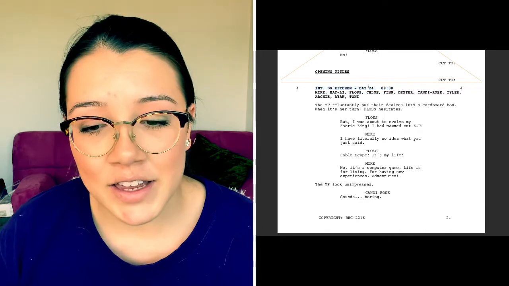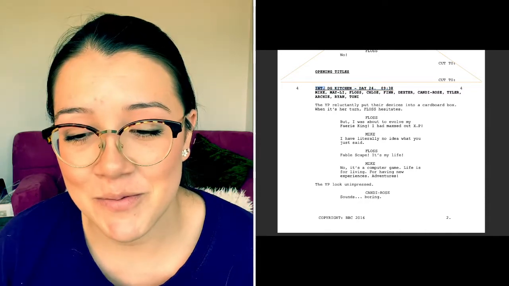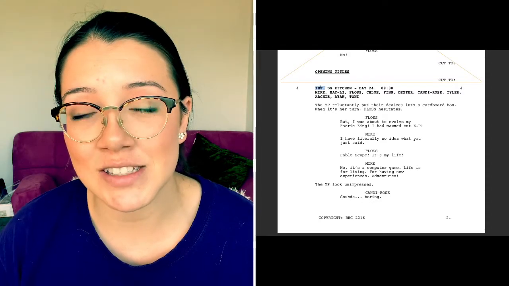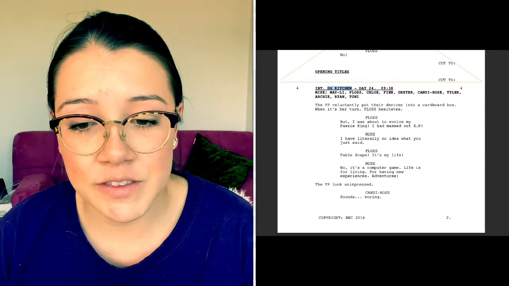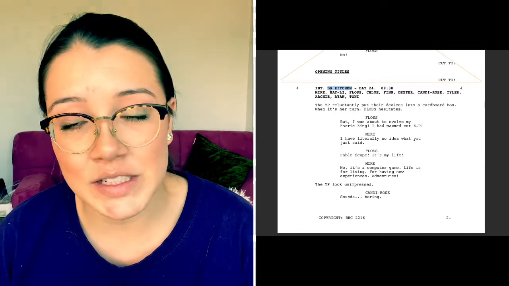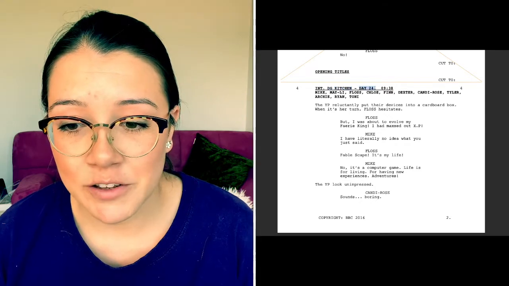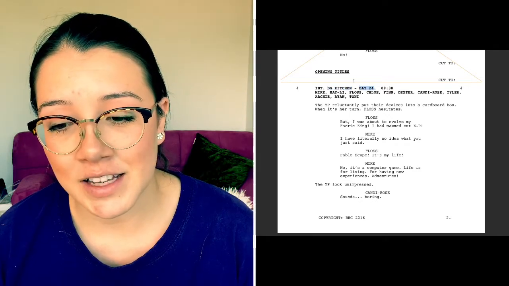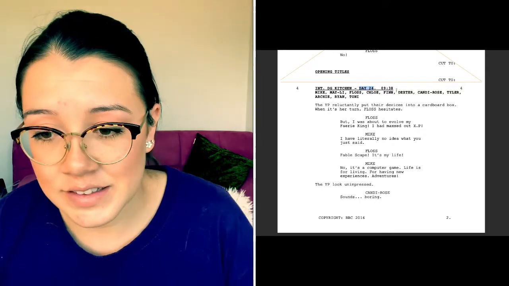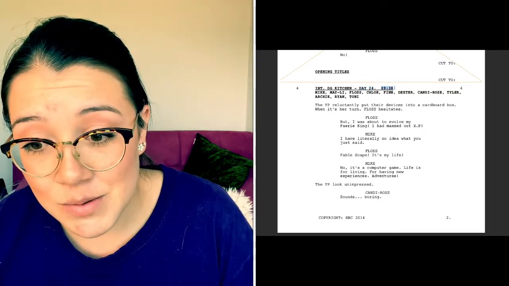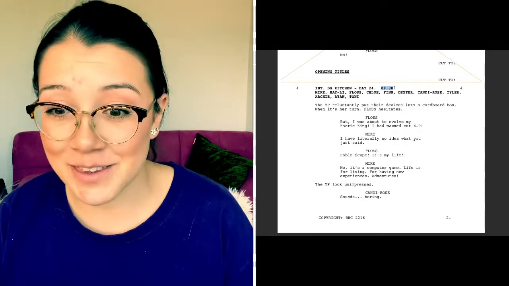So INT means interior. You could also see an EXT, which is exterior. This here tells us we're in the Dumping Ground kitchen. So DG is the code that they use for Dumping Ground. It's day 24. So this is going to link us to where we're at in the actual series. And they've given a very specific time of day. You don't always get that. So we know it's in the morning.